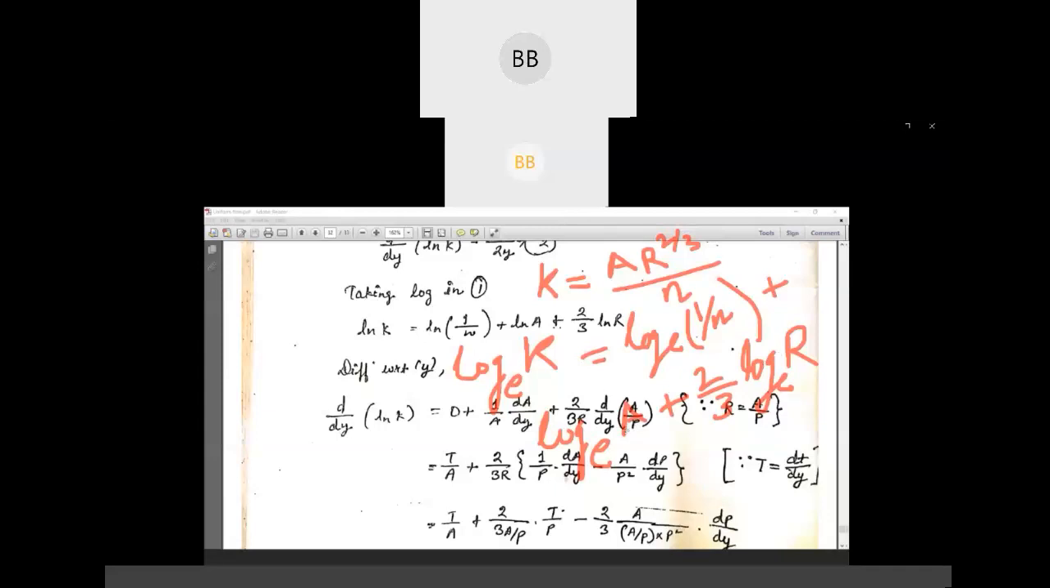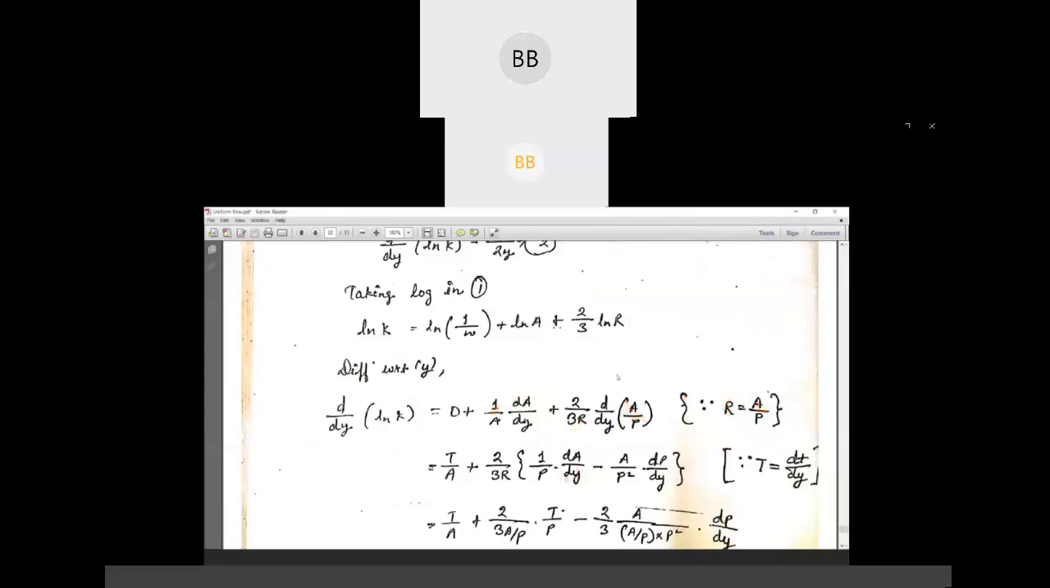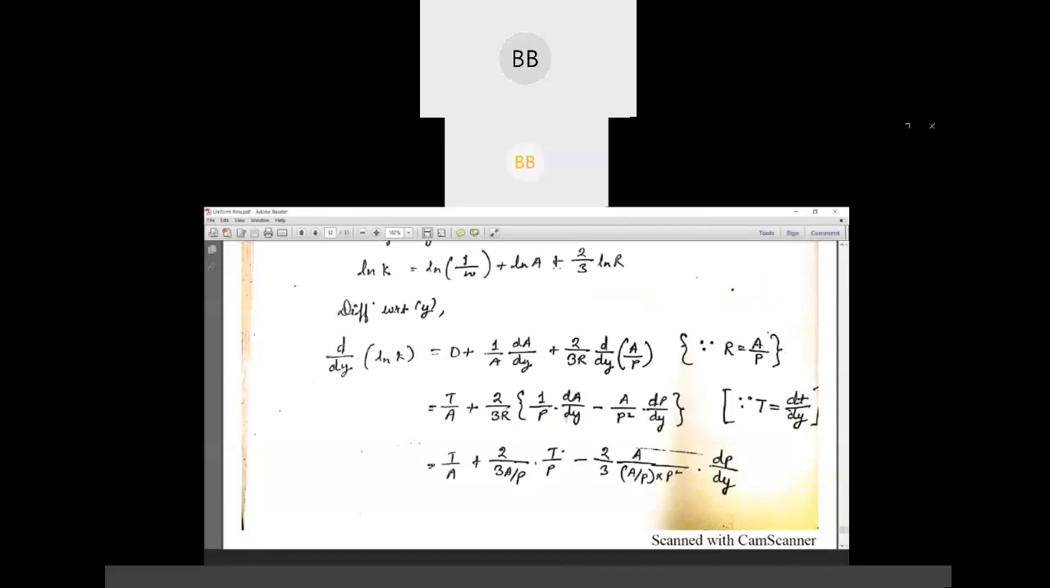Okay, so then you have to take differentiation. Then you have to do the differentiation with respect to y. Okay, differentiation with respect to y. So this is again you can write here log e k, no issue. You can write log e k or ln of k, it's up to you.